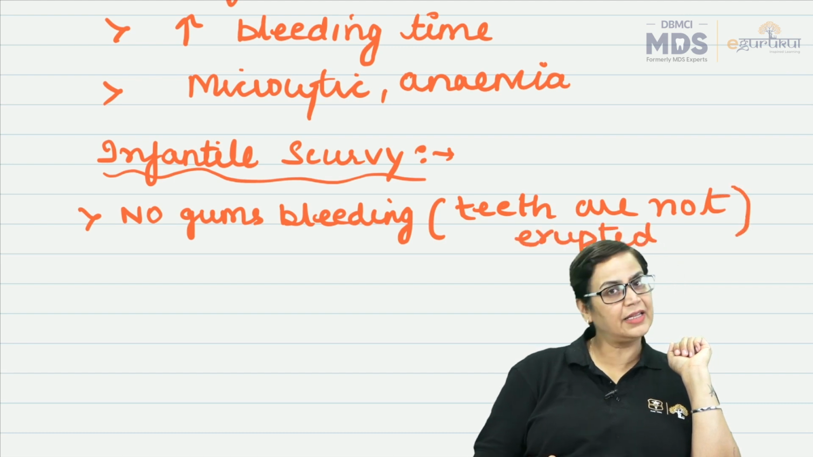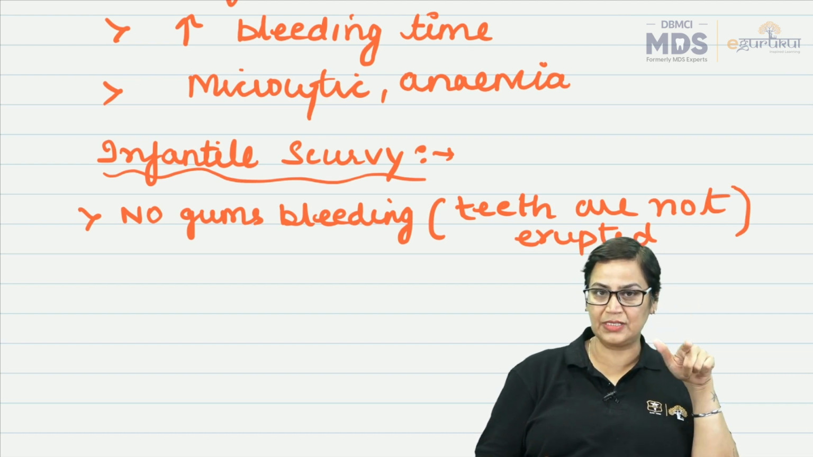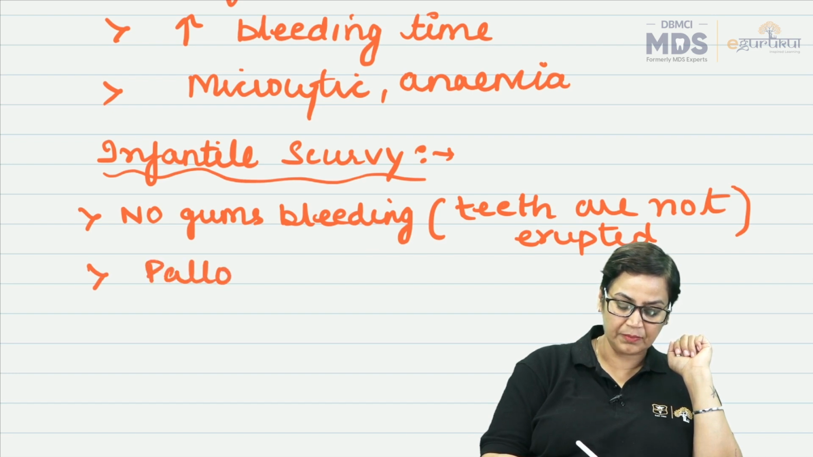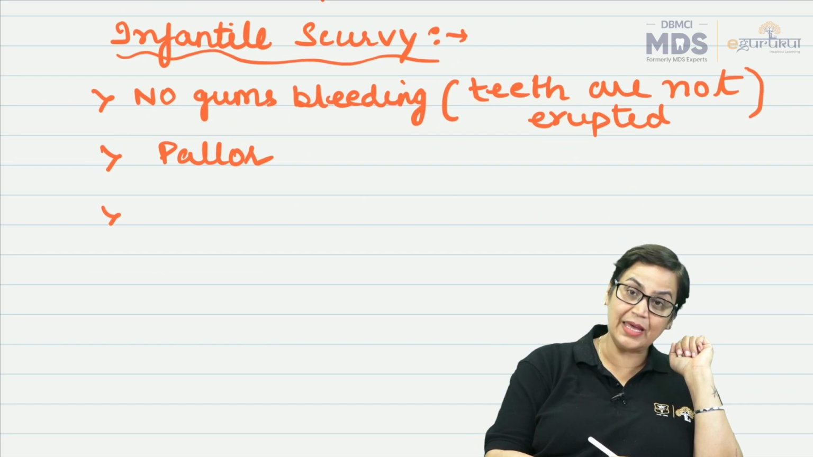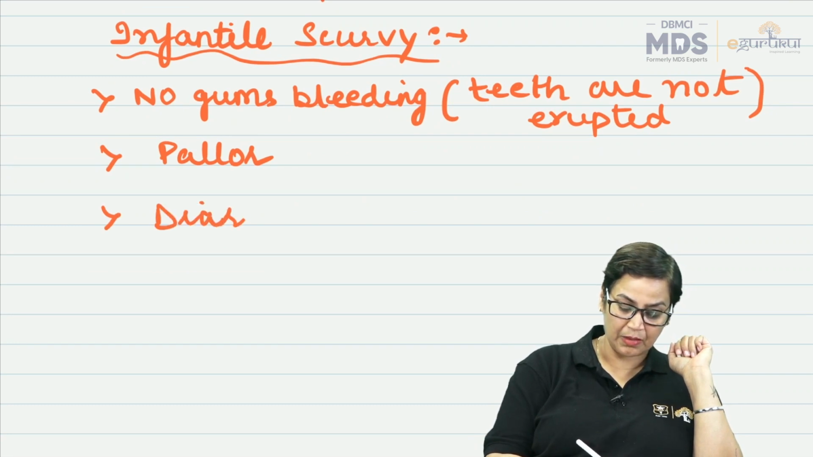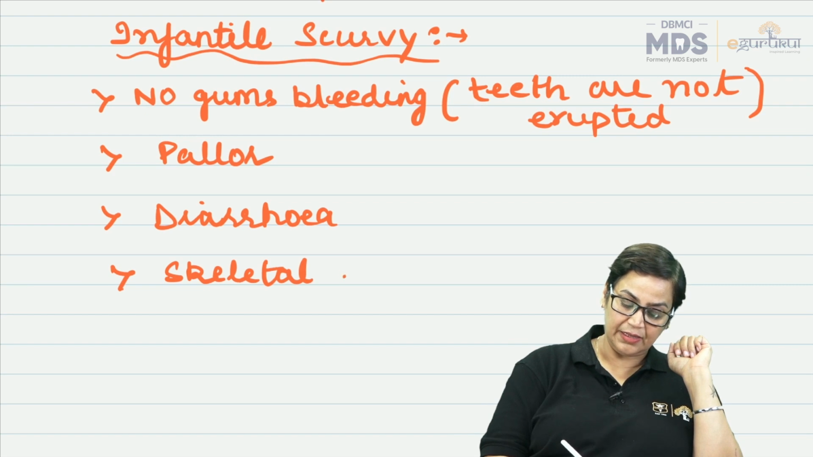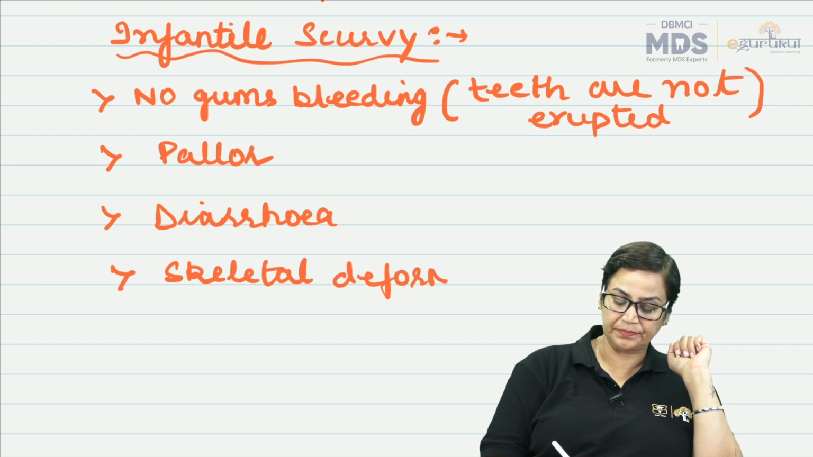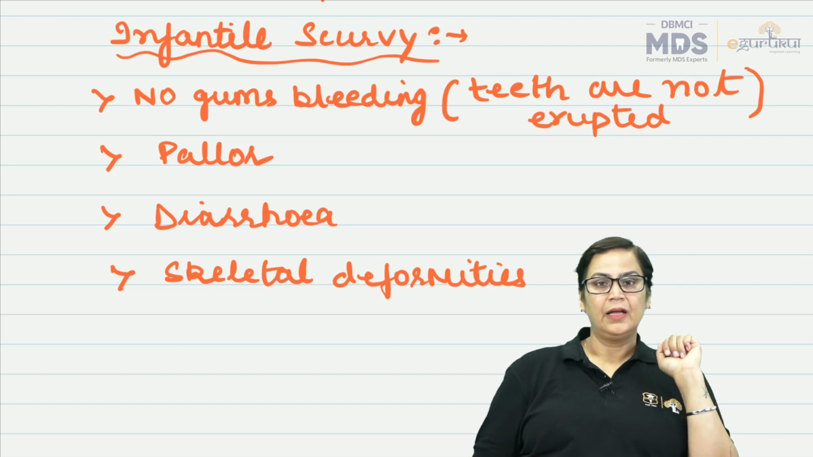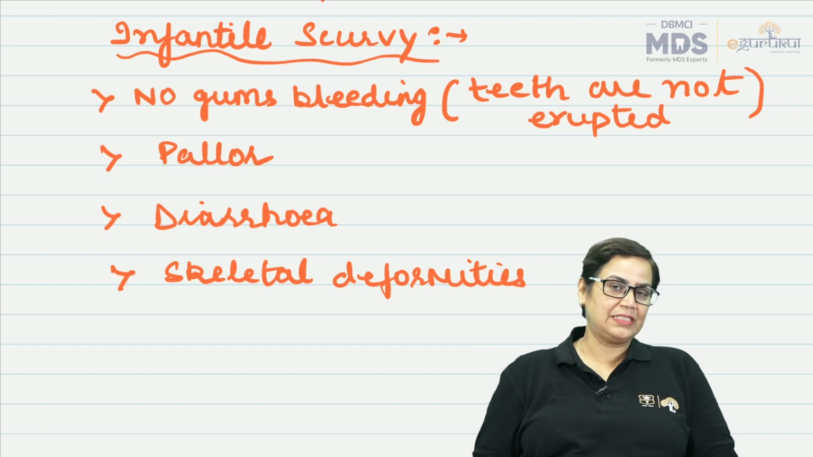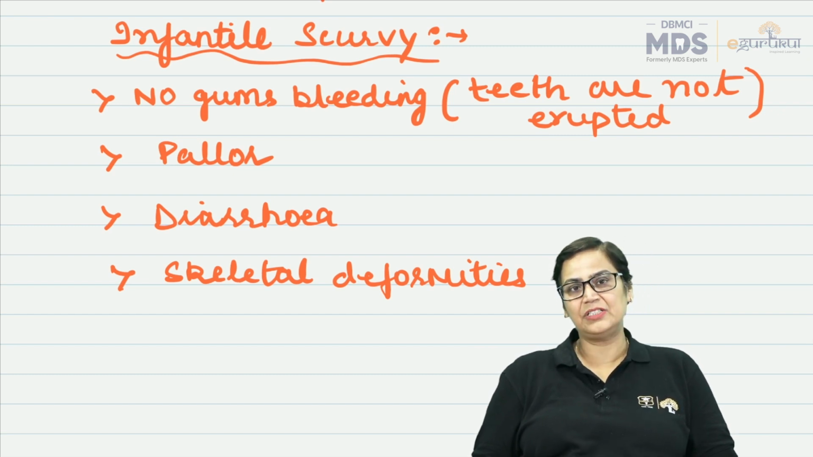So what are the other symptoms of the infant who is suffering from vitamin C deficiency? Pallor will be there, right? Diarrhea will be there. And skeletal deformity will be there. Right, so these are the deficiency manifestations which are caused by the deficiency of vitamin C.